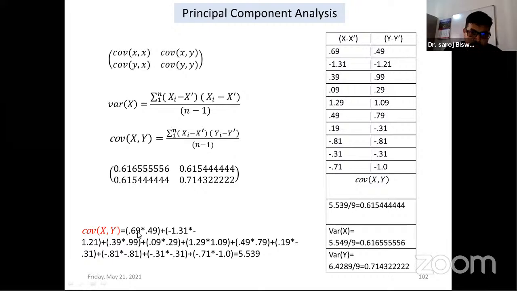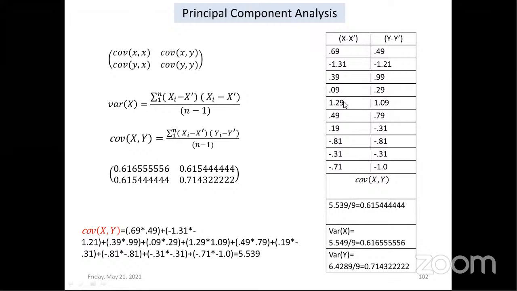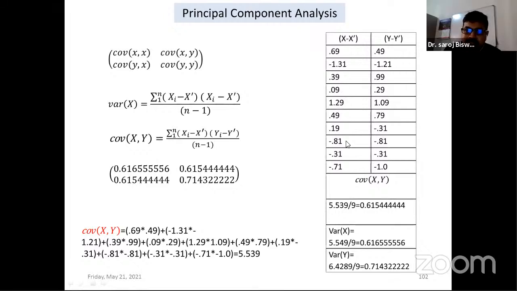See here, 0.69 into 0.49. This is the first observation. The value of n is how much? 10. So 10 times we need to do. So here again we're having the value minus 1.31, and minus 1.21. So similarly we multiplied here. You can see the multiplied values here. Plus the third one here, 0.39, 0.99. We have multiplied 0.39 into 0.99. Similarly, we have multiplied all those things here.